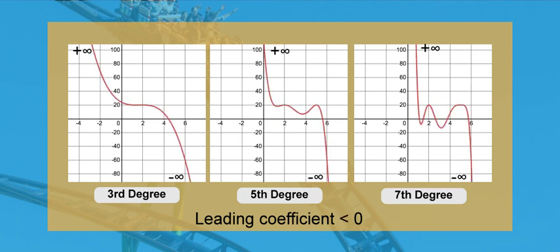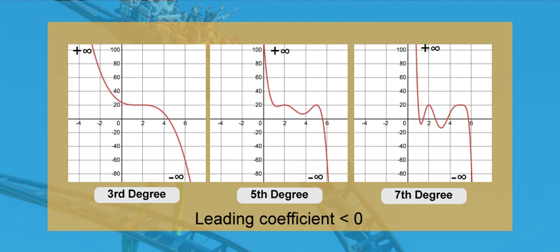Here are 3 graphs with odd-numbered degrees. Each polynomial function has a leading coefficient less than 0. The end behavior for all of them is as shown here. Notice that with odd powers the end behavior is similar, although the orientation of the graph is different.